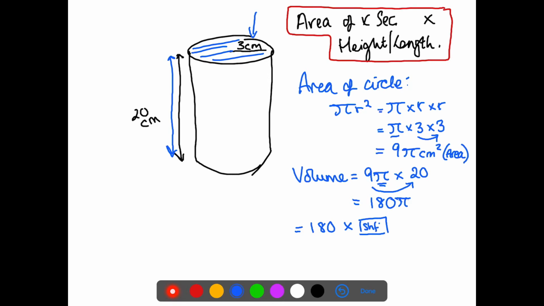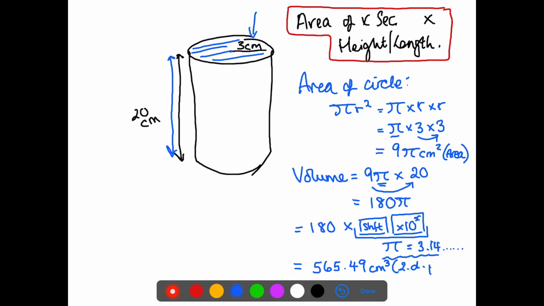Now, on your calculator, you will just type in 180 times. You will then press the shift button. Okay, and then you'll press the button here, which is, I think, times 10 to the power of x. Okay? Pressing those two buttons together, one after the other, will give you the pi number. Pi is 3.14... That will go on forever. So it's better for you to just put in 180 times and then press those two buttons. Okay, and it will give you that number there. Once you've done that, you'll have a final answer of 565.49 centimetres cubed, and I have rounded that to 2 decimal places.